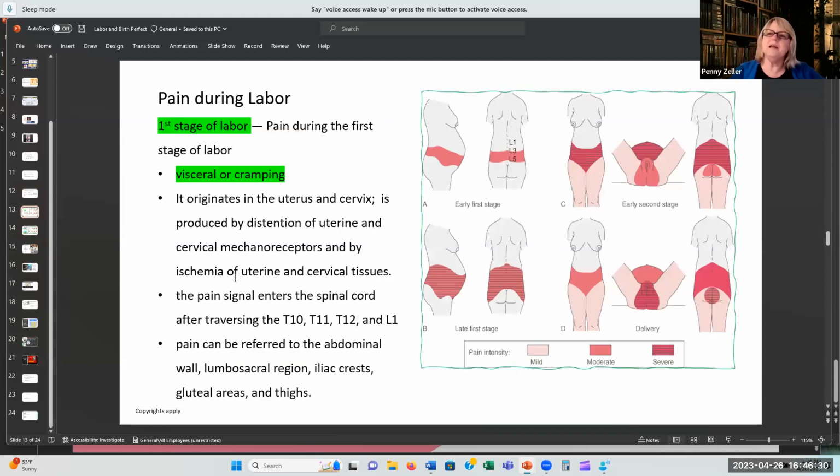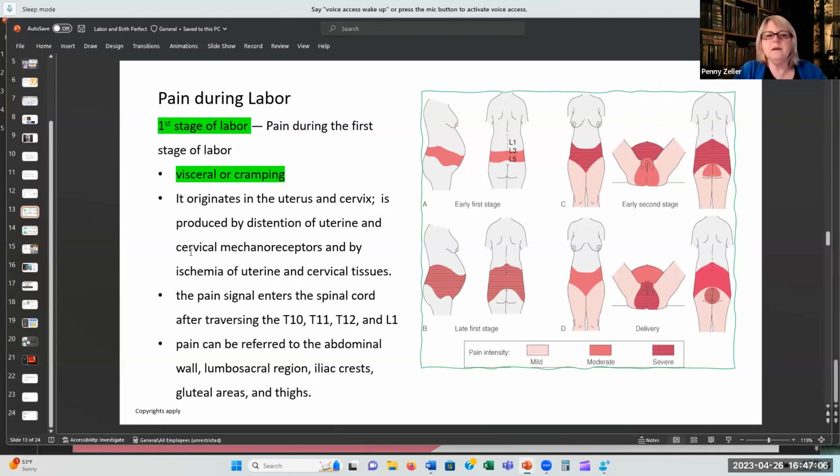So pain management in labor is based on what we know about the causes of pain. So the first stage of labor during contractions, most of the severe pain is around the abdomen and the back. And you can look at this picture. The dark red with stripes is severe pain. Okay, so that's early first stage. Okay, and then the late first stage, it just creeps down a little lower.